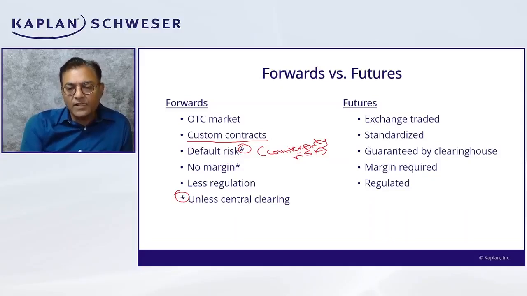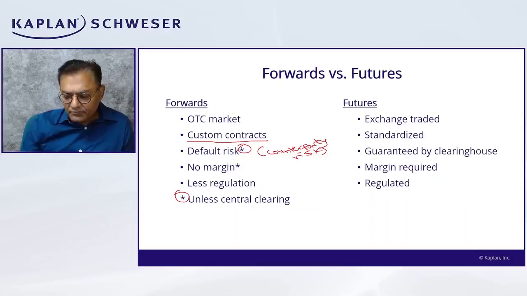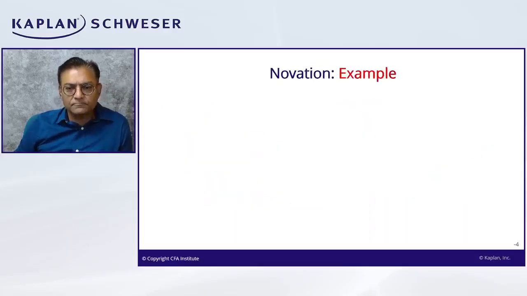There is less regulation of the forward market, because again they are customized instruments. Futures contracts are exchange traded. They come within the purview of the security regulators. They are standardized. The counterparty is the clearinghouse. Margin is required to manage the counterparty risk taken by the clearinghouse.